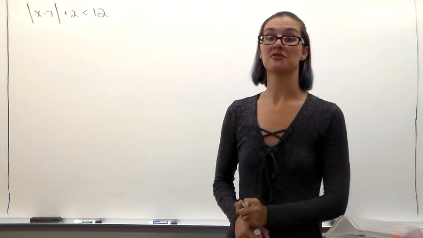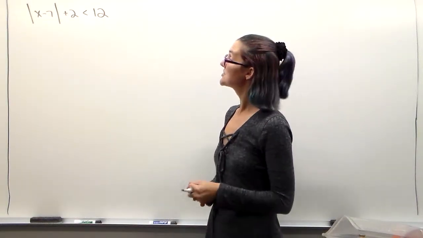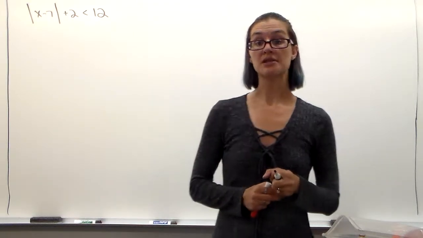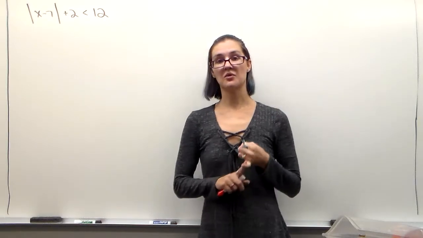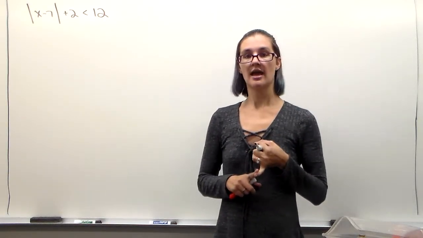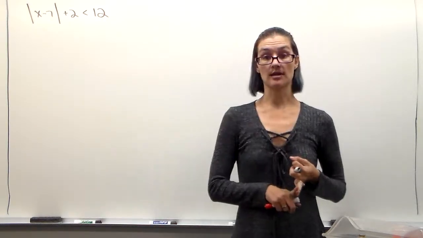Today we're going to talk about absolute value inequalities. We have the absolute value of x minus 7 plus 2 is less than 12. So we've got two trains of thought here. We have to worry about the absolute value equation, and we have to worry about the inequality.